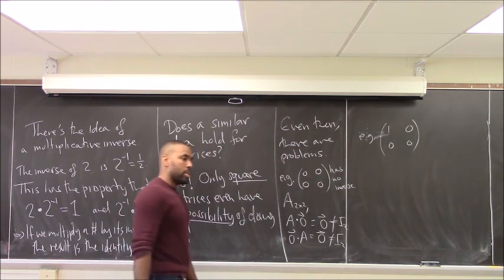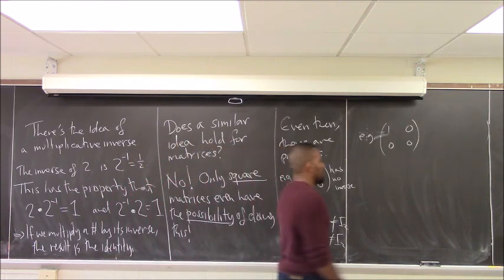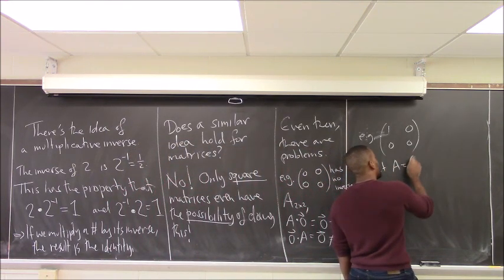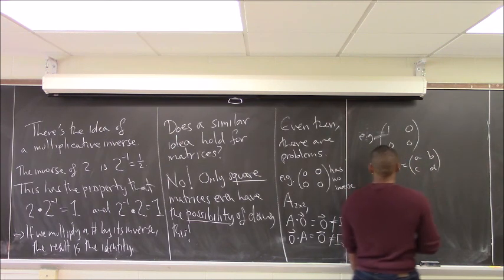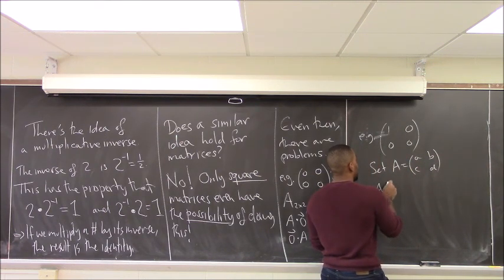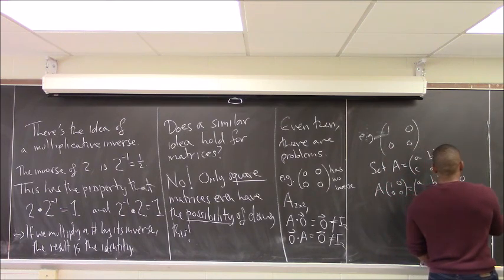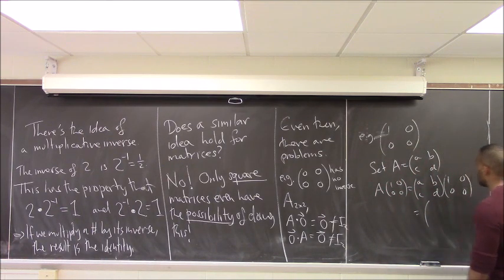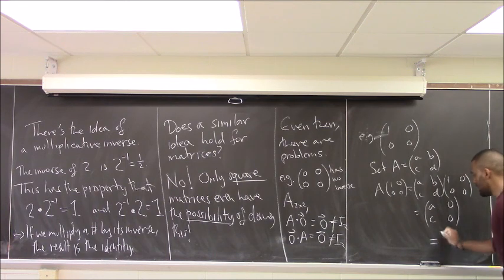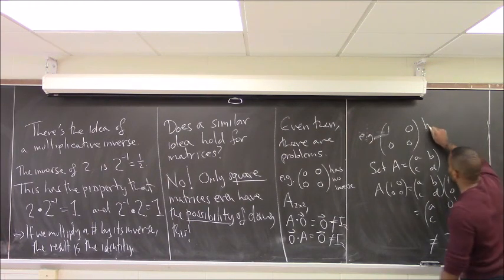What about that guy? Maybe he has an inverse. Okay, so let's actually check it. Set A equals A, B, C, D. Then A times 1, 0, 0, 0 is going to look like A, B, C, D times 1, 0, 0, 0. If you multiply that out, you would get A, 0, C, 0. And that's definitely not going to be an identity because the identity needs a 1 in this position. So this has no inverse.